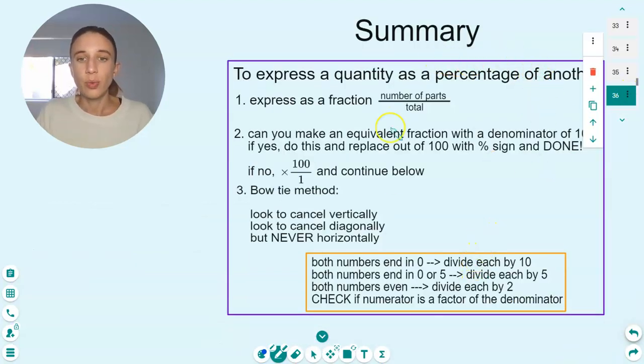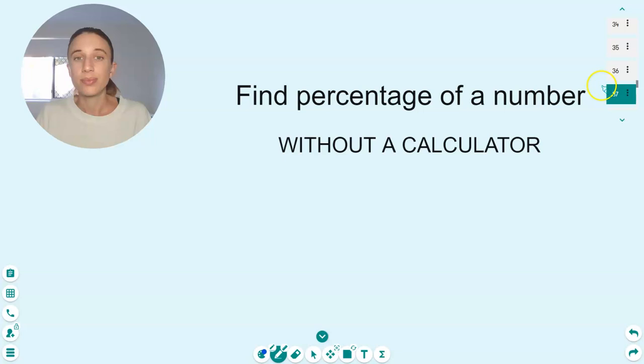So if you want to copy down this slide, this is the summary of how to express a quantity as a percentage of another quantity. Okay, and I will see you in the next video where we're going to find the percentage of a number without a calculator. All right, so I'll see you then.